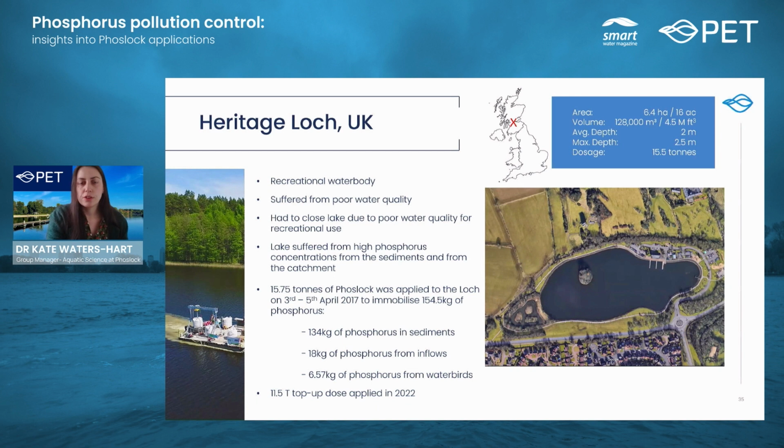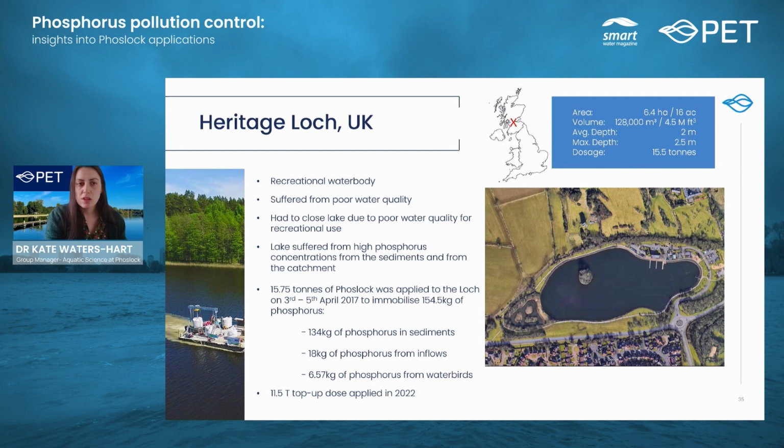This is Heritage Loch in Scotland, near Glasgow. It's a recreational water body and suffered from poor water quality, both from the catchment and from internal loading. It's heavily used recreationally for water sports, and through lake assessment, we found how much was coming from the sediment, how much was in the water column, and how much was coming in from the catchment. This is another example where the number of water birds were known, and so we were able to factor in how much phosphorus was potentially coming from those adding to the water body.